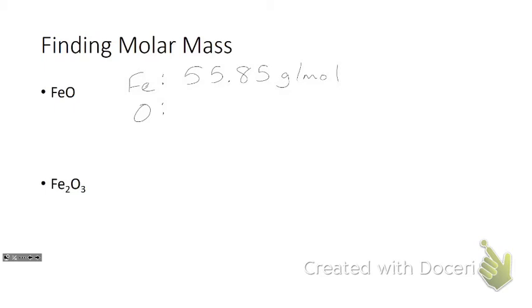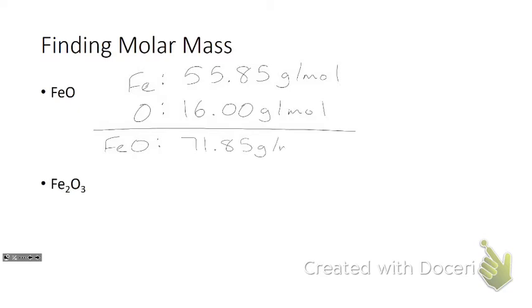Oxygen has a molar mass of 16 grams per mole. So iron oxide has a molar mass of 71.85 grams per mole. Okay, so let's just keep going.